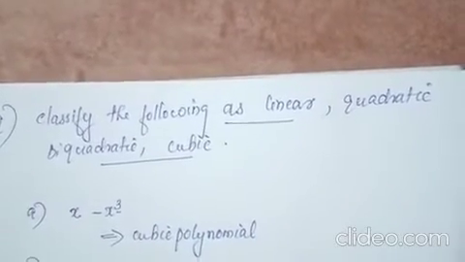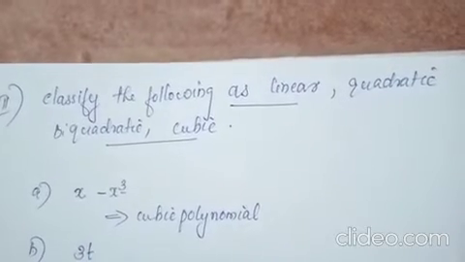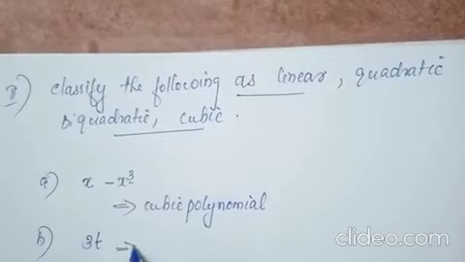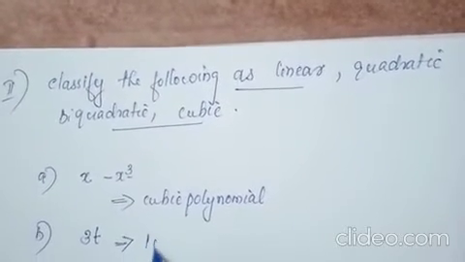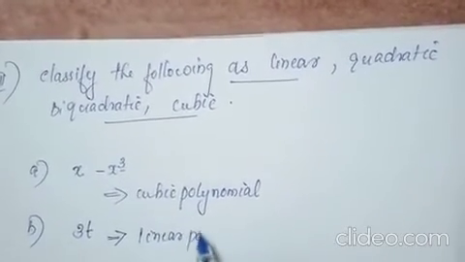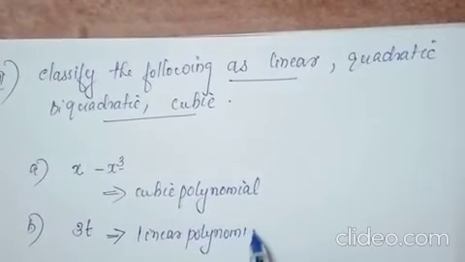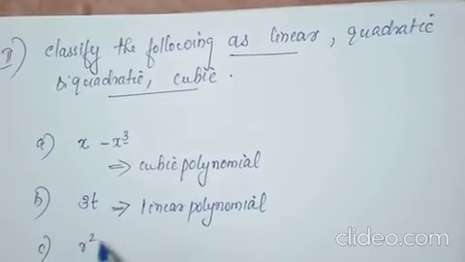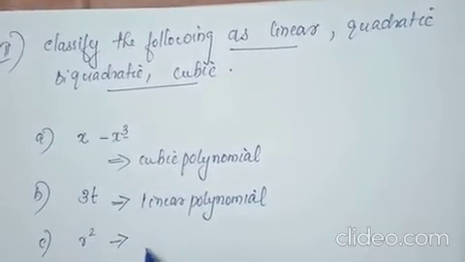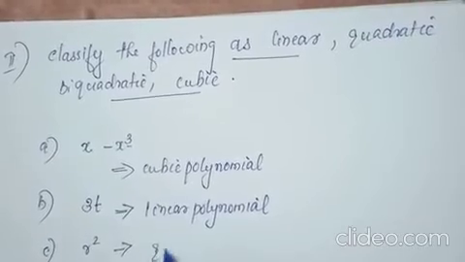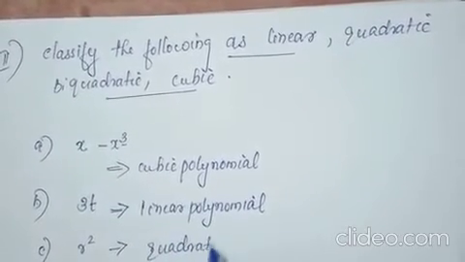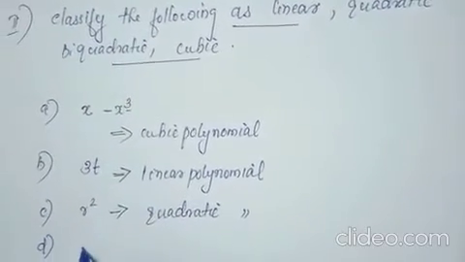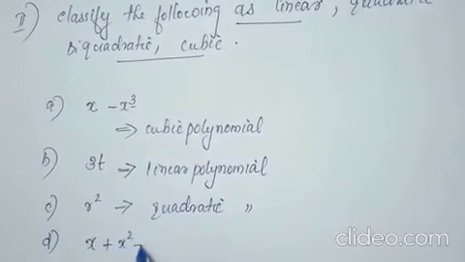Next one, 3t. Here the highest degree is what? 1. If the highest degree is 1, which polynomial is it? Linear polynomial. Understood? And the next one is r square. Which is the highest degree here? 2. So it is called a quadratic polynomial. Quadratic polynomial.